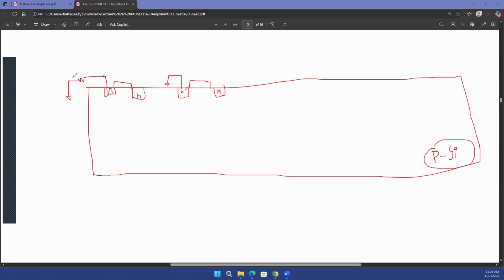We're not going to talk about it in this class, but you should know that the body effect exists, and it is because of that.